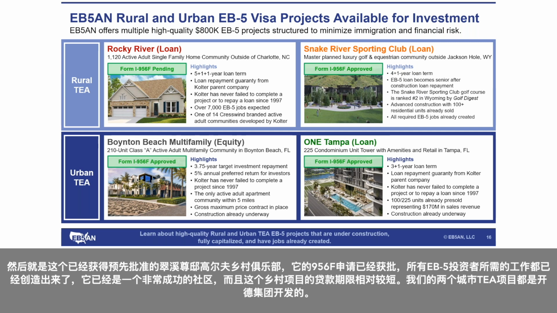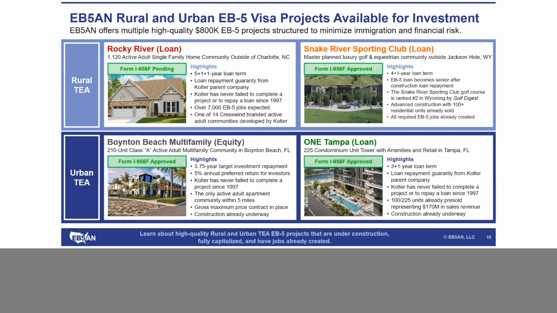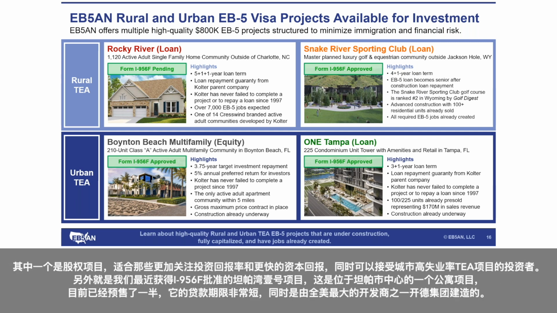And it's already a very successful neighborhood. And it's on the shorter side for rural duration for loans. The two urban TEA deals that we have are both with the Coulter Group. One is an equity project with a higher return for those investors that are more focused on that ROI and a faster return of capital and are okay with the urban high unemployment TEA category.